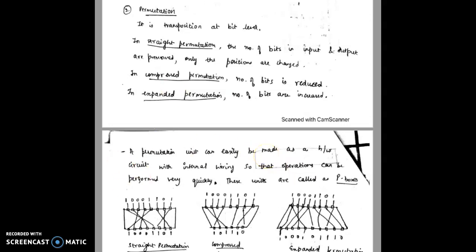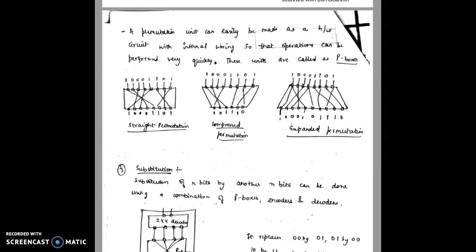These permutations are known, you basically make a circuit. Looking here at the diagram, what permutation is doing is you design a hardware circuit with some internal wirings connecting the inputs to the outputs. The operations can be easily performed. You give some bits as an input to your hardware circuit, and you receive the output. These units made are known as P boxes, that is permutation boxes.